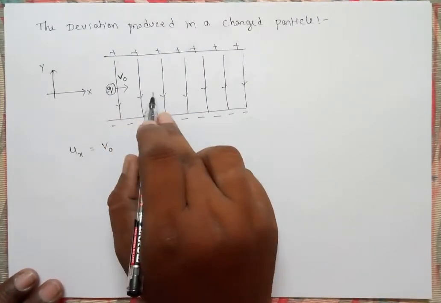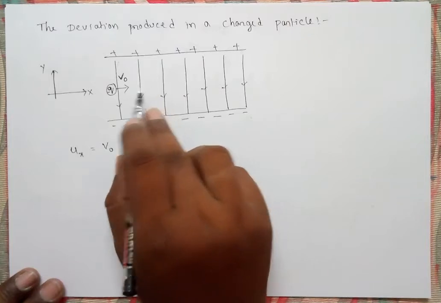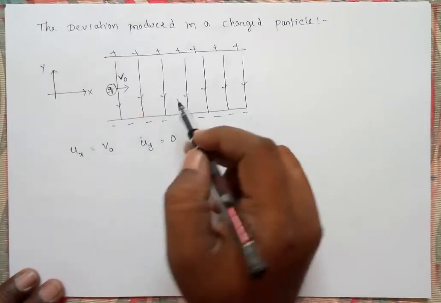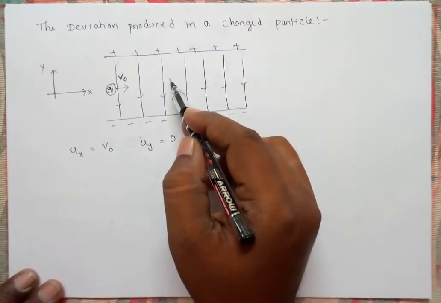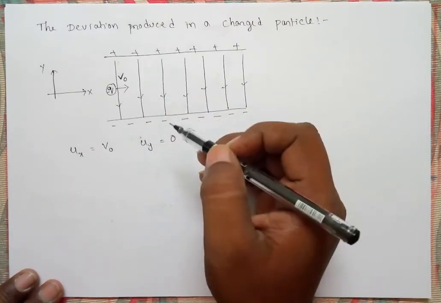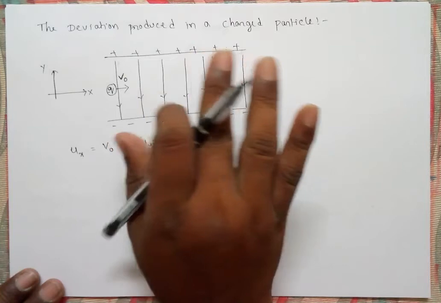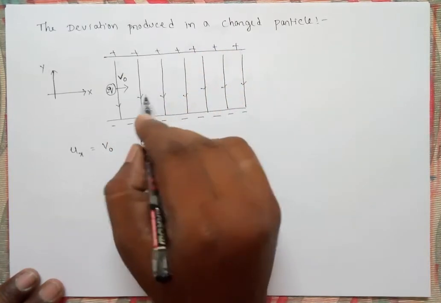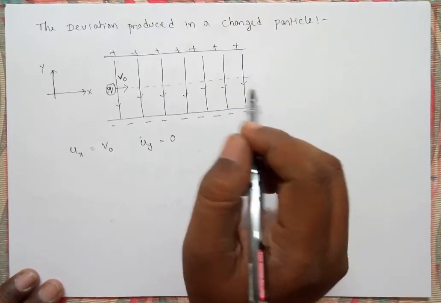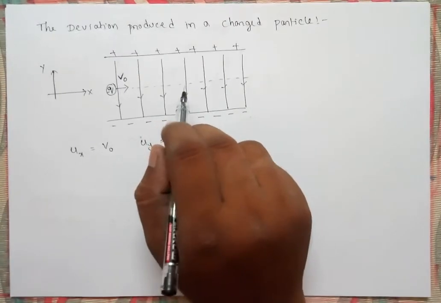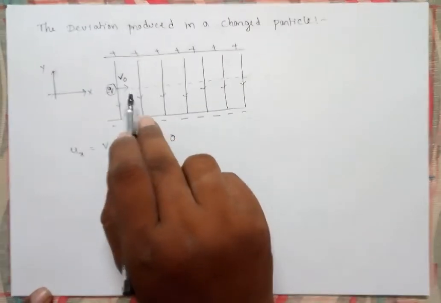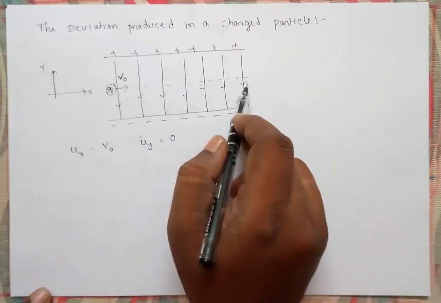So when it enters the electric field, what will happen? It will experience a force. That force will be along the direction opposite to the electric field. Why? Because a positive charge experiences force in the direction of the field, and a negative charge experiences force in the direction opposite to the field. If no force were experienced, it would travel along a straight line path with no deviation.